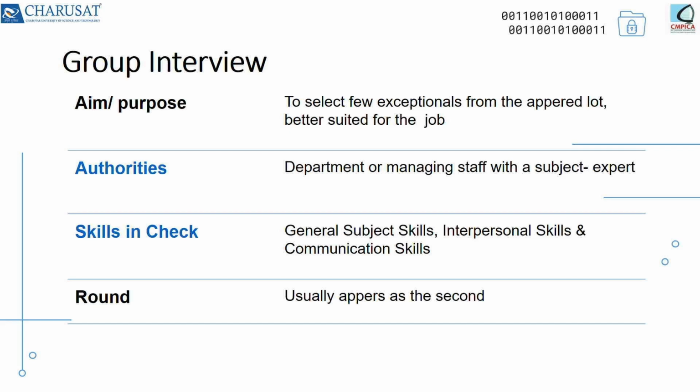Here, the skills checked are subject skills, interpersonal skills, and communication skills. This is usually the second round that takes place in MNCs or any corporate, local or institutional places. Again, the number of the round depends on the point at which a candidate has to appear for this particular type of interview. Group interviews are basically the second sorting out from the applicants and candidates.